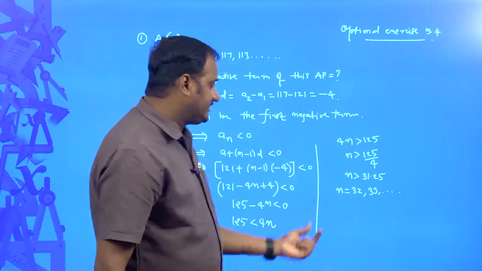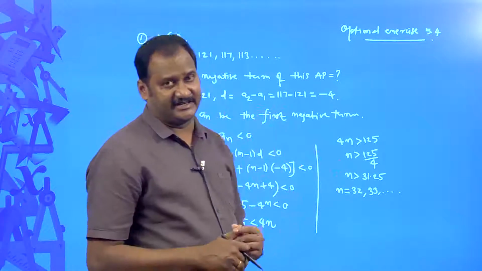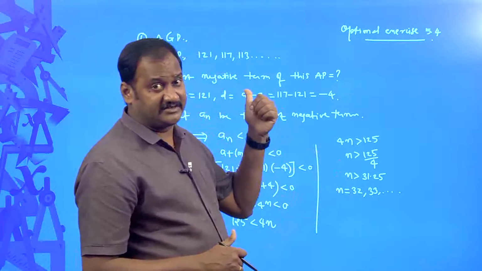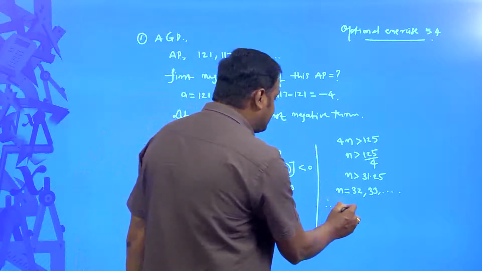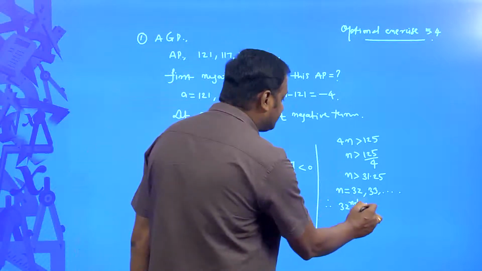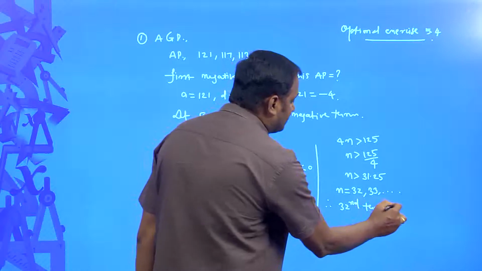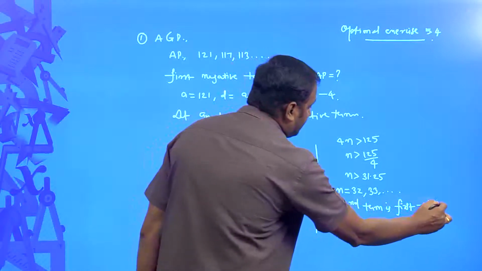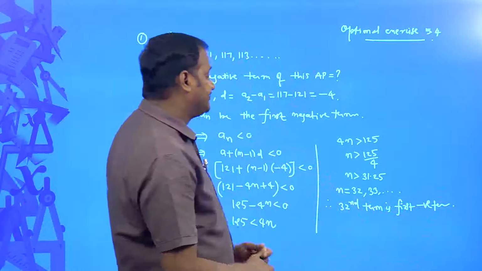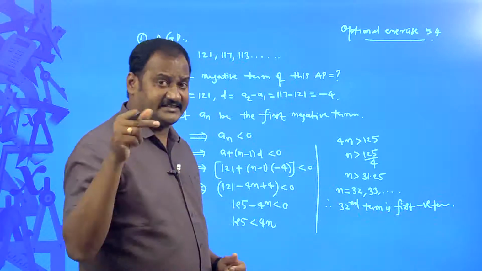So, we can say that the 32nd term is the first negative term. Which term is the first negative term? The 32nd term. Therefore, the 32nd term is the first negative term, right. So, if the first negative term is the 32nd term, what is that number?